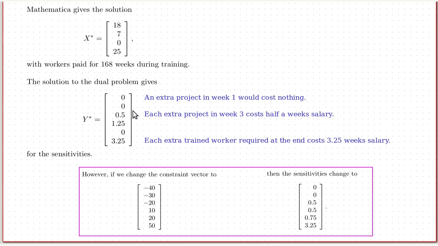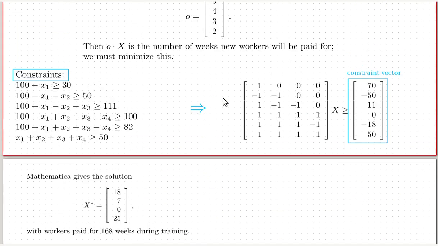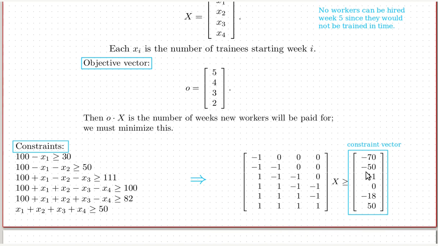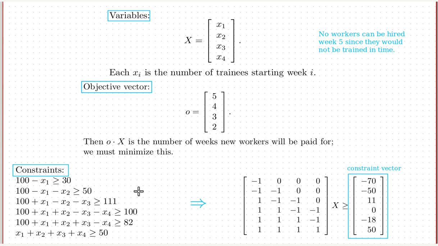On the other hand, this third entry in the sensitivity vector tells us the sensitivity to changes in the third entry in the constraint vector. So this tells us that if we want to increase the third entry in the constraint vector, this number, the 11 here, now what does that correspond to? That would correspond to increasing the number of projects in the third week from 111 to something higher.